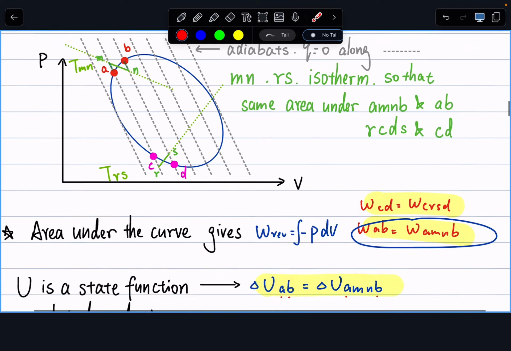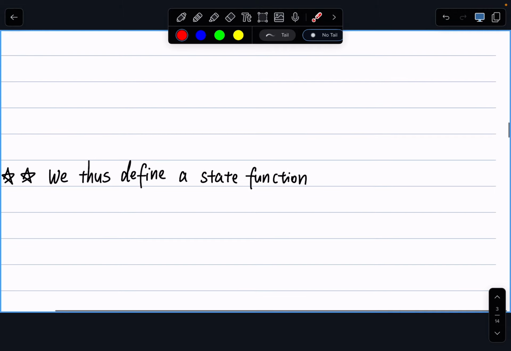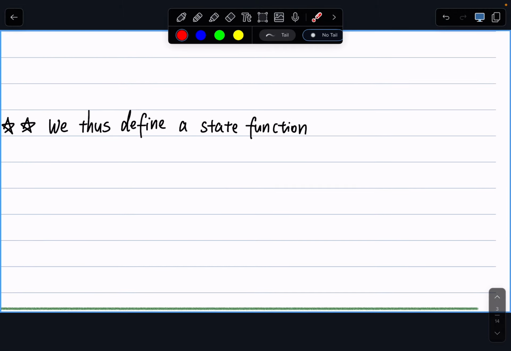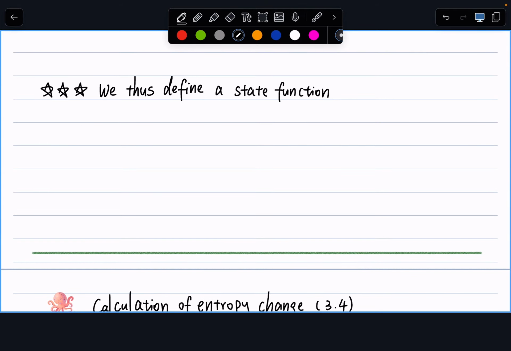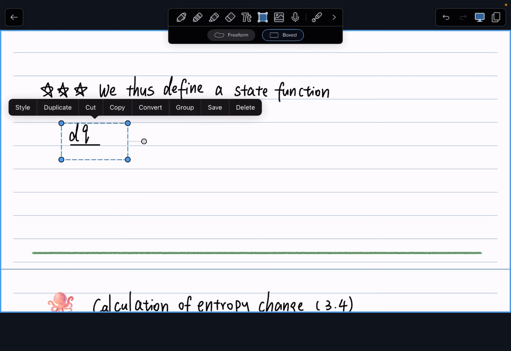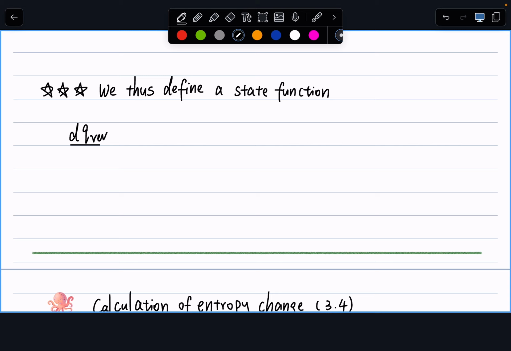All right, and then later on, what we have in this case is we defined a new state function. So instead of specifying the state function for the Carnot cycle, what we have is dq reversible over T. Now this is a new state function we defined, and this state function is called entropy.